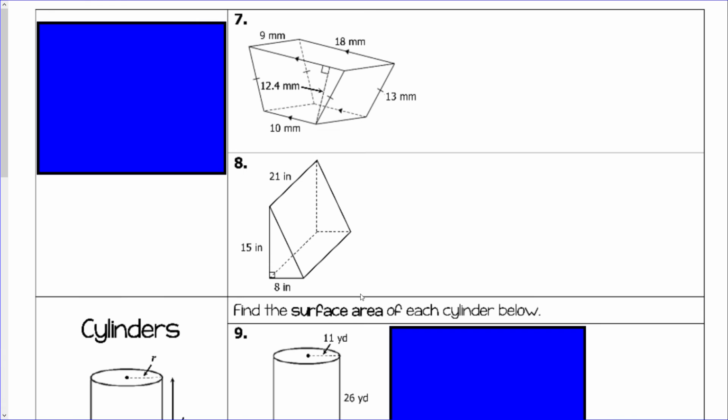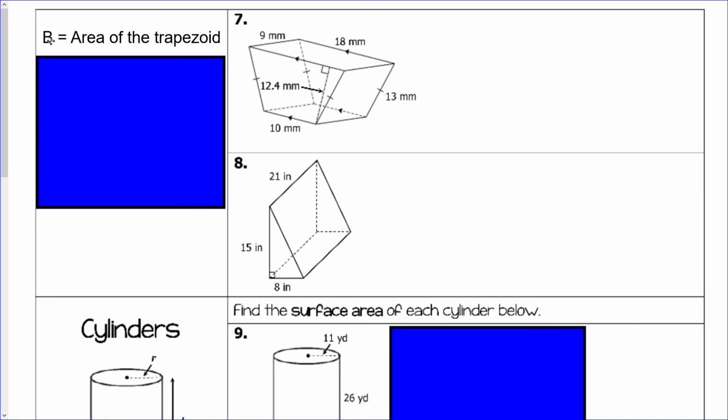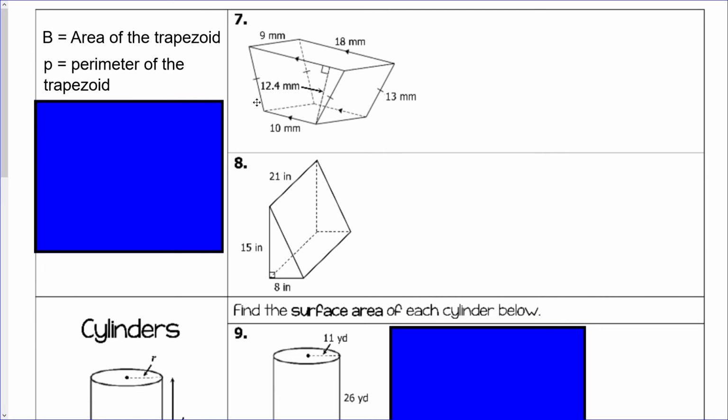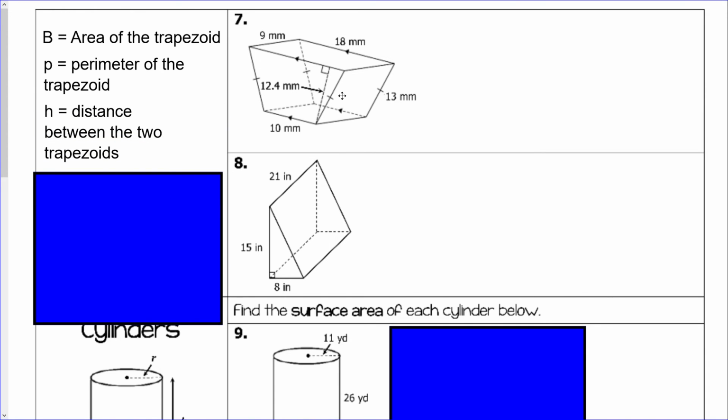All right, now for this top example here, for example 7, we're not going to go through it all, but I just want to emphasize what some of the information would be if we were. Remember the base, or that capital B part, would be the area of the trapezoid. P would be the perimeter of the trapezoid, which you can certainly determine using the information you have there. And H would be the distance between the 2 trapezoids. So that H would be 9 millimeters, because it's between the 2 trapezoids. They're sort of on the front, the 2 sides, sort of. It's at a weird angle.